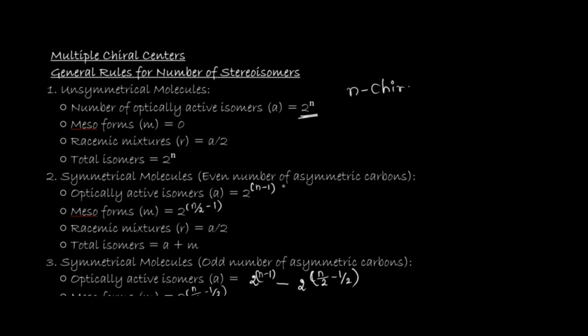N refers to the number of chiral centers. It can be any number: 2 chiral centers, 3 chiral centers, 10 chiral centers, anything. So the number of optically active isomers becomes 2 to the power n. And the meso form, we said, is not possible here, since they are unsymmetrical. And the racemic mixtures become A by 2, which means if I get 10 optically active isomers, then 5 will be racemic mixtures. The total isomers are A plus M, that is 2 to the power n only.